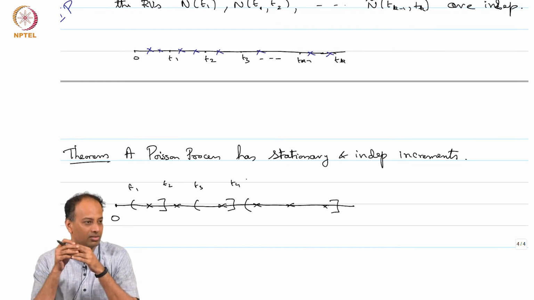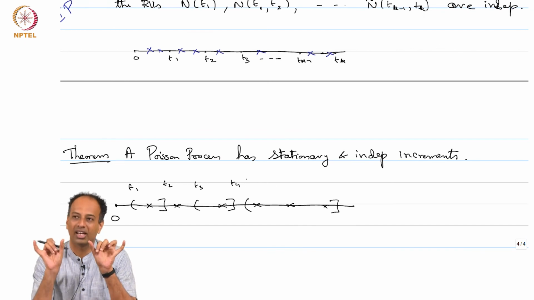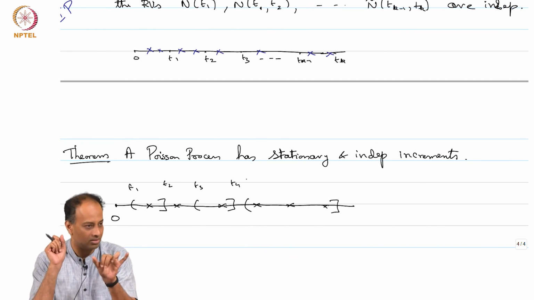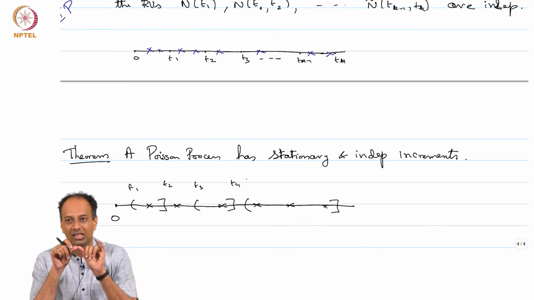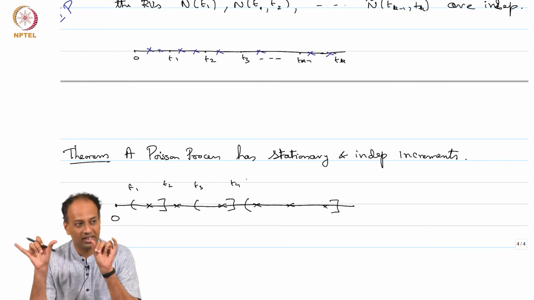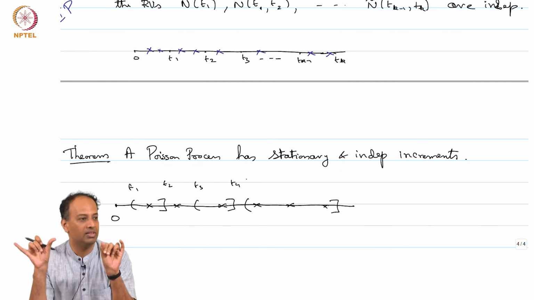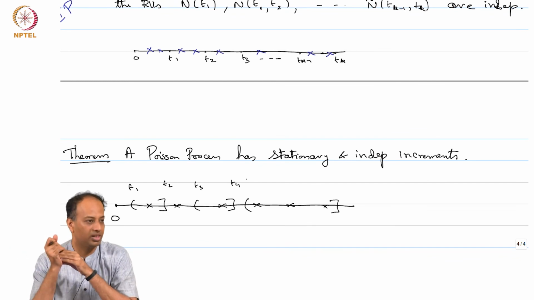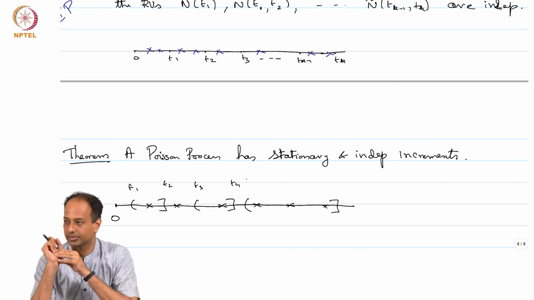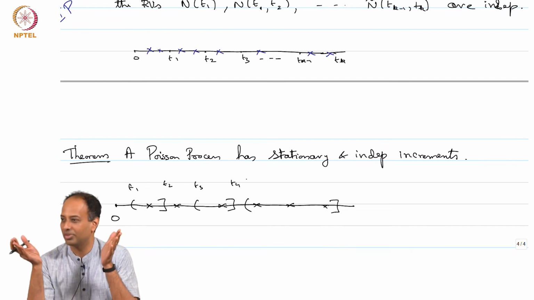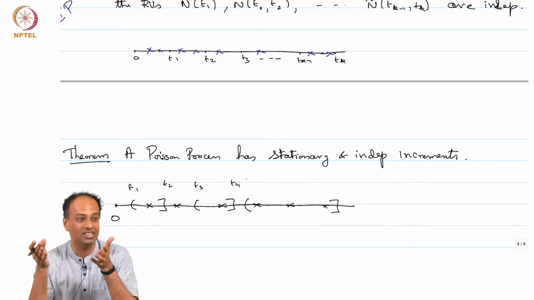SIP says the number of arrivals in any interval depends only on how big that interval is and not where that interval is located. The independent increment property says that if there are non overlapping intervals of time, they do not have to be of the same length, they can be of different lengths, the number of arrivals in this interval and the number of arrivals in this interval are independent random variables. Is that clear? They are not the same thing, they are two very different properties. It just so happens that the Poisson process has both properties.